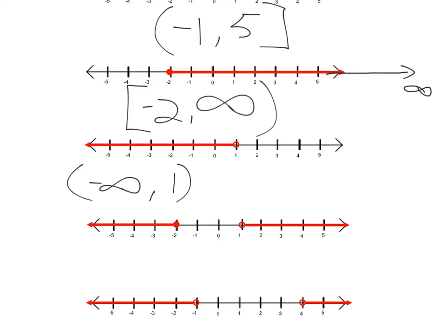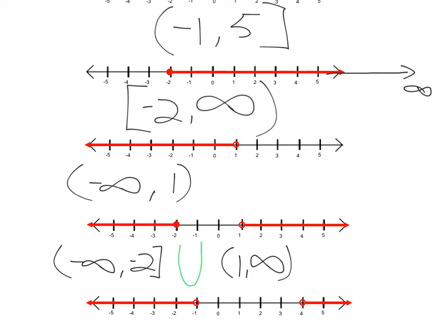Next one. Ooh, we have two separate pieces. So I'll have negative infinity to -2. -2 gets a bracket. And then I have 1 to positive infinity. Because remember, negative infinity is always on the left, positive infinity always on the right. But now I need to say, how do I represent both of these? Well, there's a mathematical symbol that looks like a giant capital U. That is the union operation. So that means this and this.